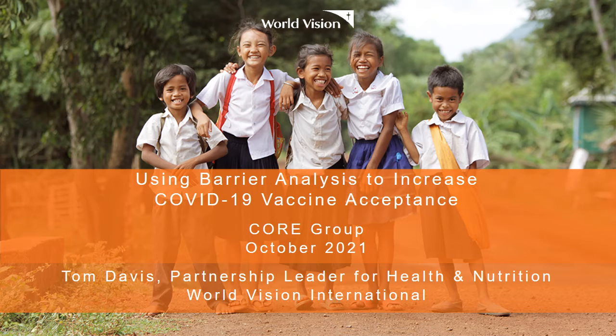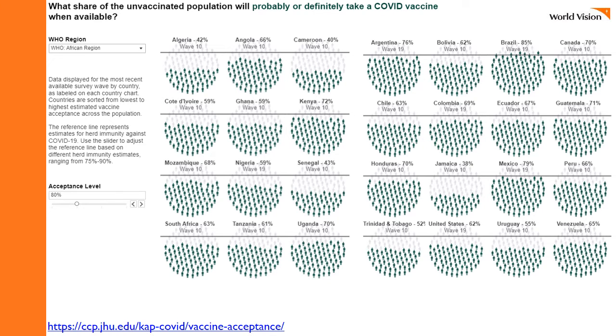I'm Partnership Leader for Health and Nutrition for World Vision International, and this is a presentation on using barrier analysis to increase COVID-19 vaccine acceptance. While supply of vaccines and vaccine equity are definitely problematic, we also have the problem of vaccine hesitancy in many of the countries where we work.